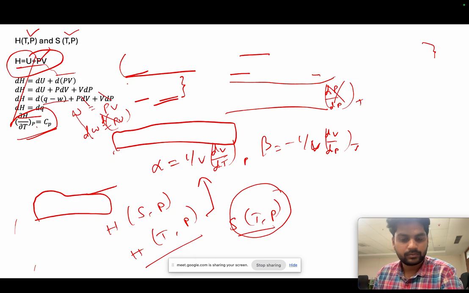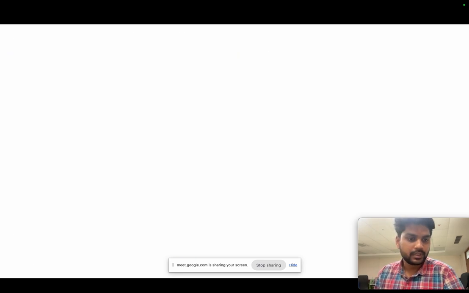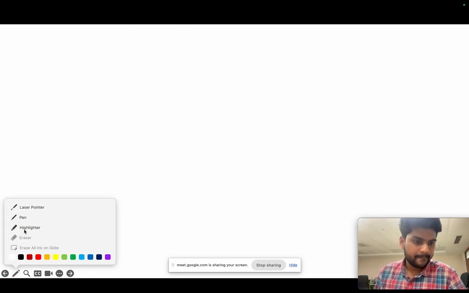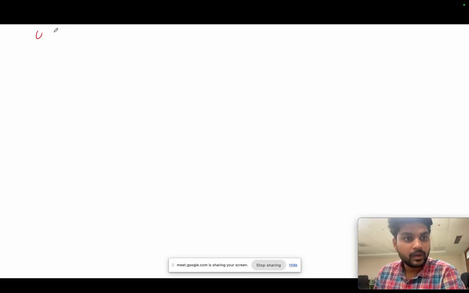Yeah. So you know that U is a function of TdS minus PdV. So you know that U is a function of S comma V, as well as you know that H equals TdS plus VdP. Here H is a function of S comma P.